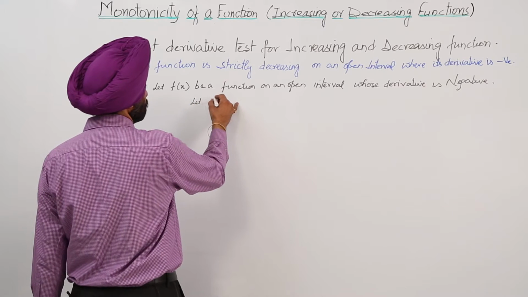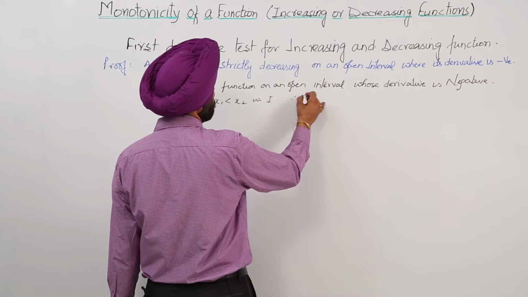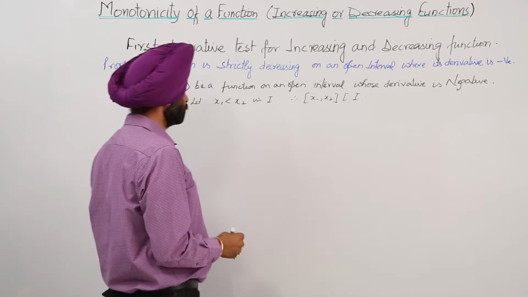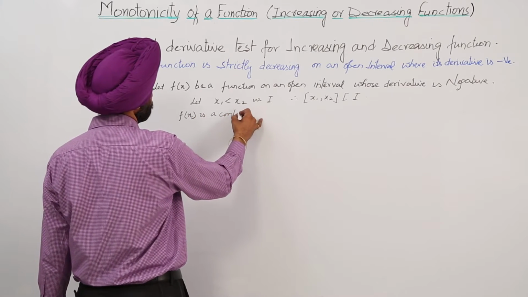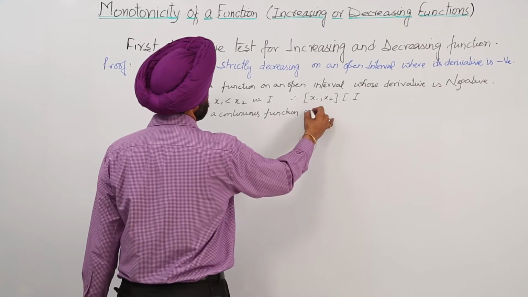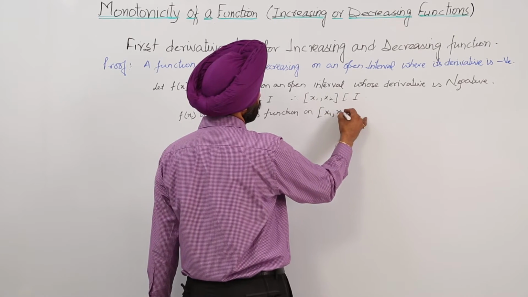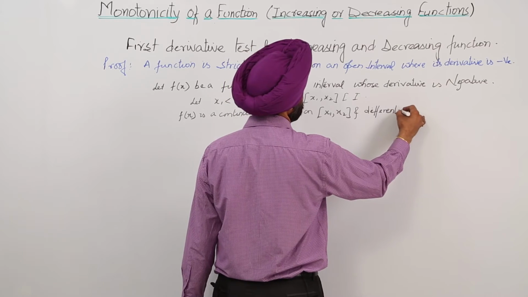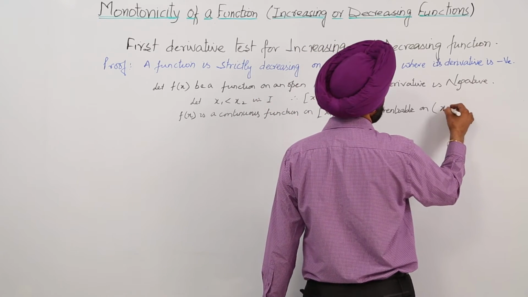Now we are considering the negative part. Now let x1 be less than x2 in the open interval I. Therefore, the closed interval [x1, x2] becomes a subset of I. Now f(x) is a continuous function on the closed interval [x1, x2] and differentiable on the open interval (x1, x2).